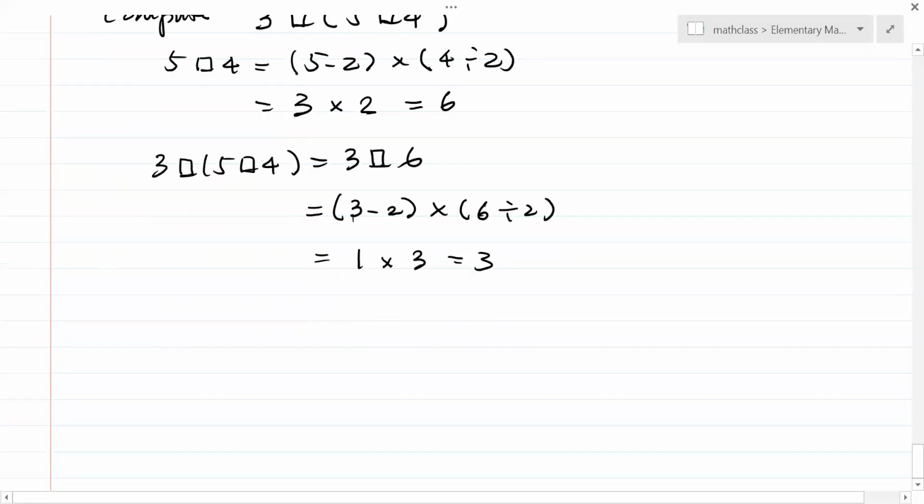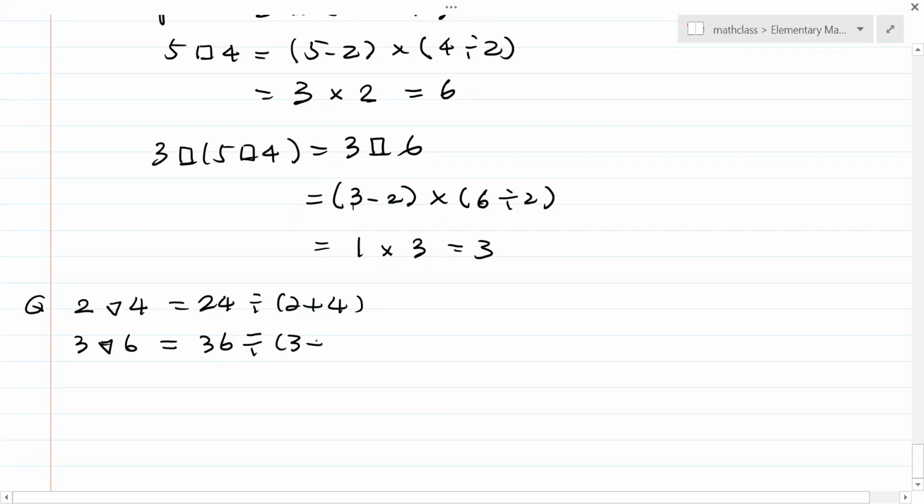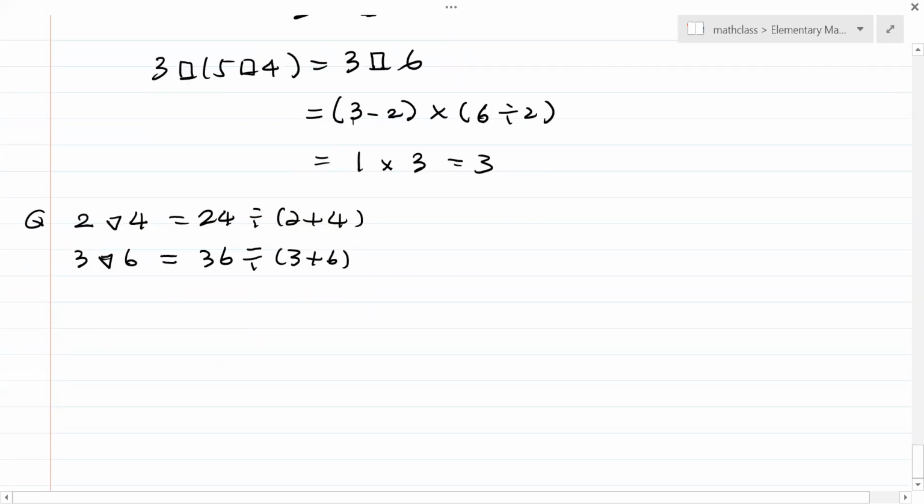Okay, so I'm happy to see. The next one is a little bit strange. Okay, let's go. We know that 2 plus 4 is going to be 24 divided by 2 plus 4. I also know that 3 plus 6 is going to be 36 divided by 3 plus 6. According to this, compute 8 plus 4. Okay, you have to figure out the pattern.